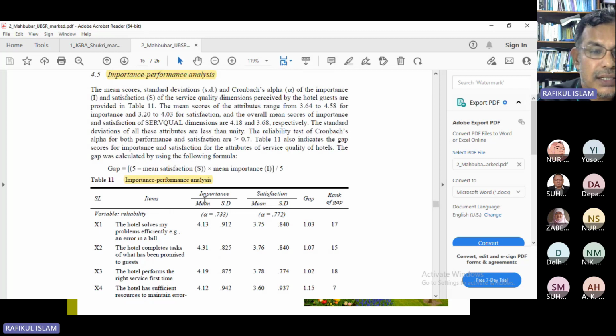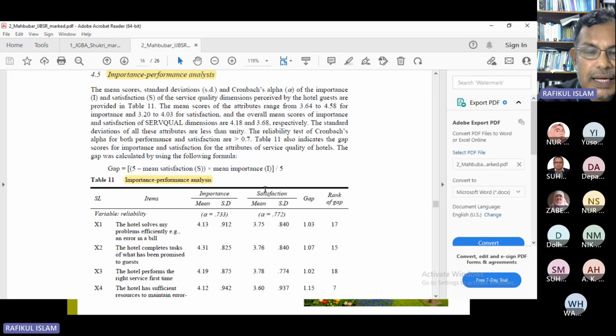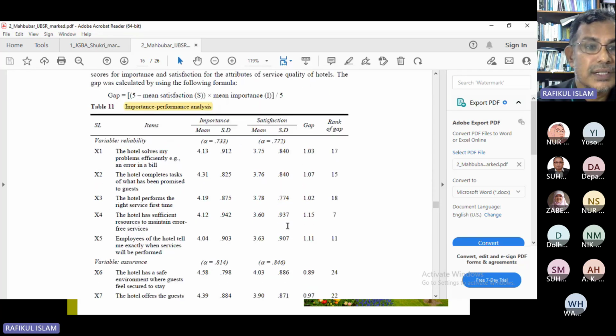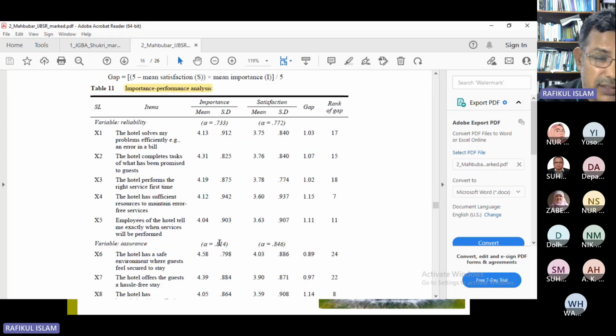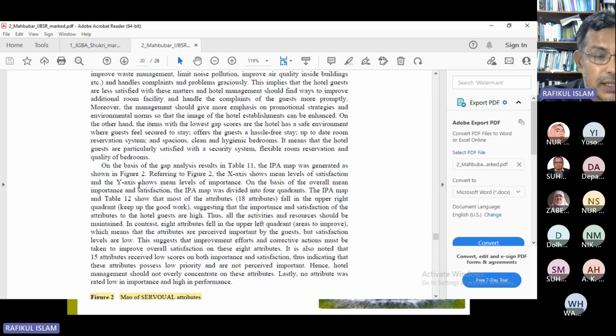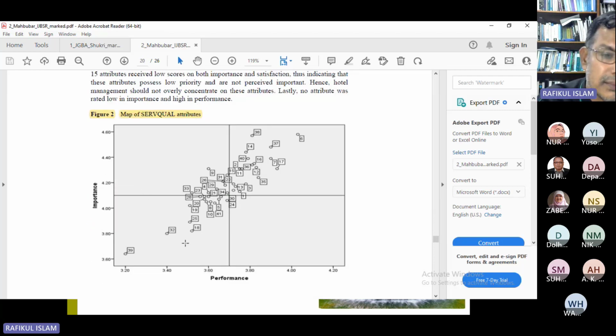And this one is the importance level. The standard deviation is also provided, and this side the satisfaction level, and this side is the gap. The gap is determined using this complicated formula, but I will show you that it can be a simple formula as well. Okay, then page 20. Page 20 here. This is the map.